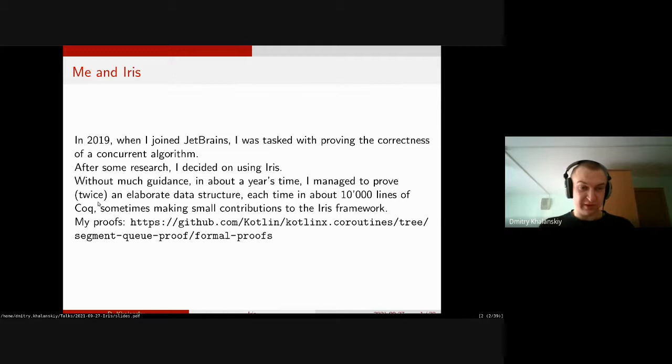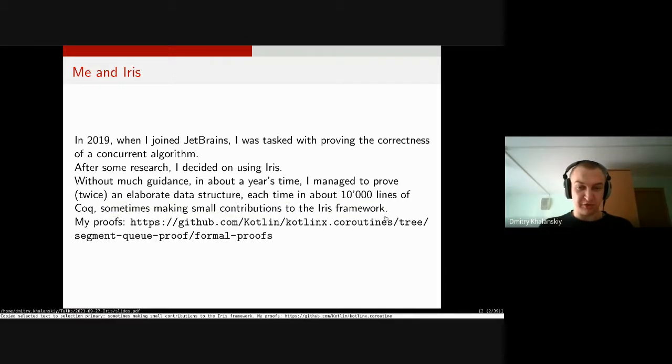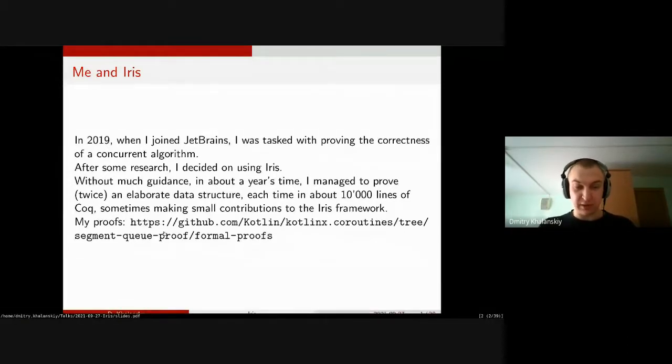Some of the things that I did were contributed back to the IRIS framework itself. If you'd like to take a look at my proofs for some reason, you can find them under this link. During that year, I did have to dive deep down into the internals of IRIS to make sense of what's happening, as it is an extremely experimental thing yet, not really the industry standard.